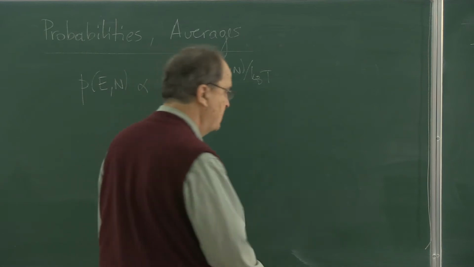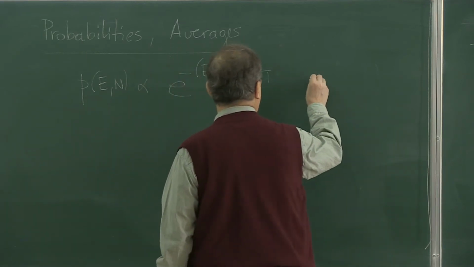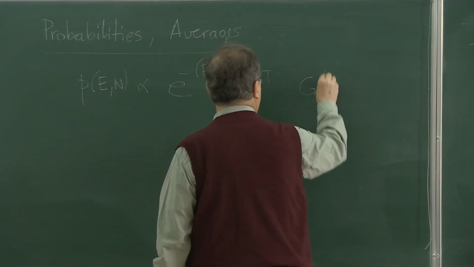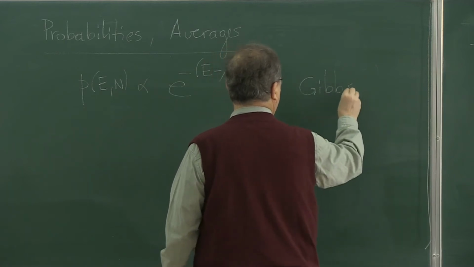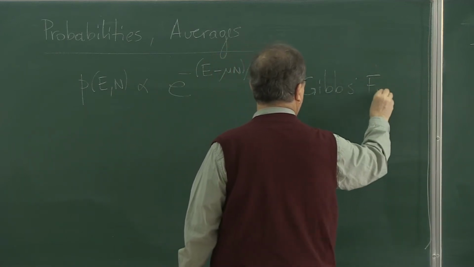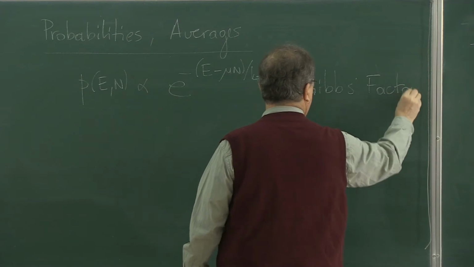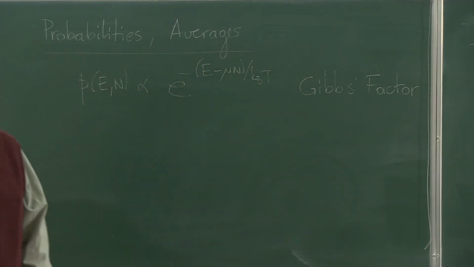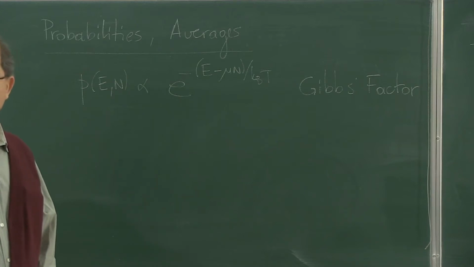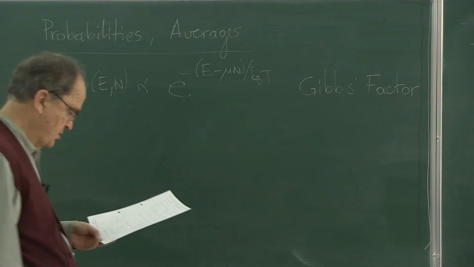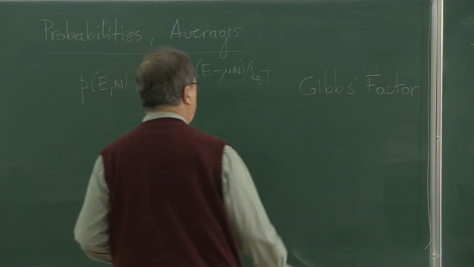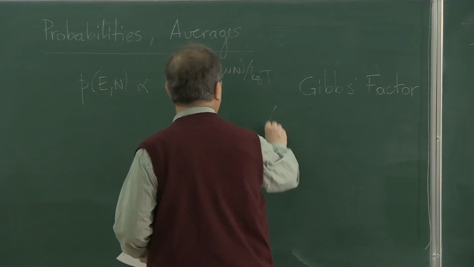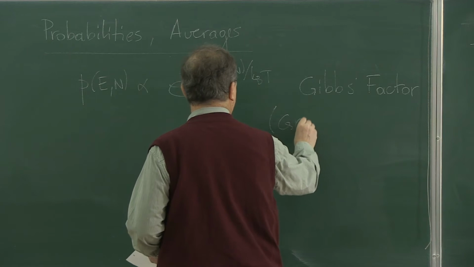The first one earlier on was what? Boltzmann factor. This is the Gibbs factor, or Gibbs distribution function, or grand canonical distribution function. Because these systems are called grand canonical systems.